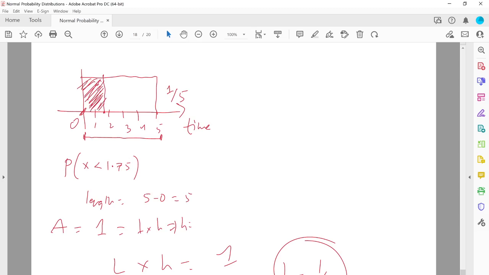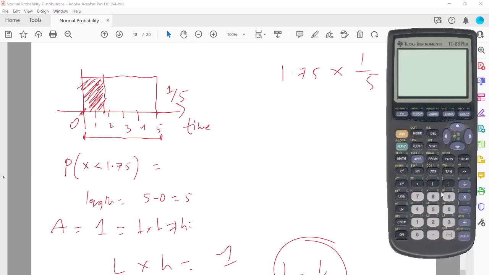The area is height, which is 1 over 5, and the length, which is 1.75. So 1.75 times 1 over 5. That gives you the area of this portion, which also represents probability, the probability of getting a random person with a waiting time less than 1.75. If you calculate this value, 1.75 times 1 over 5, which is also divided by 5, it is 0.35. So the probability is 0.35. Not the waiting time, sorry. If you randomly select a person, the chance that the waiting time for that particular person is less than 1.75 is 0.35, which is 35%.